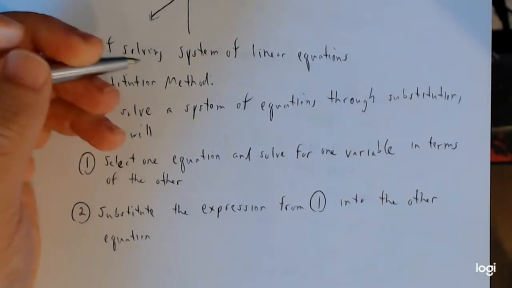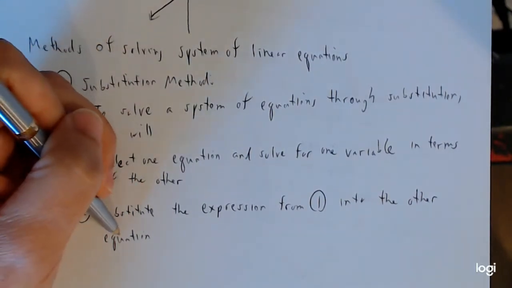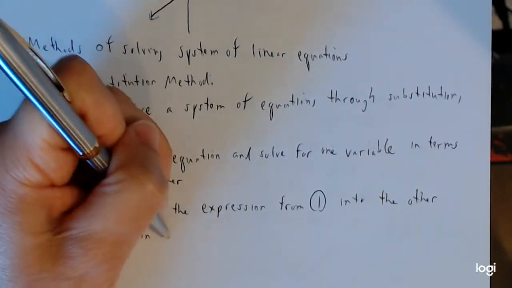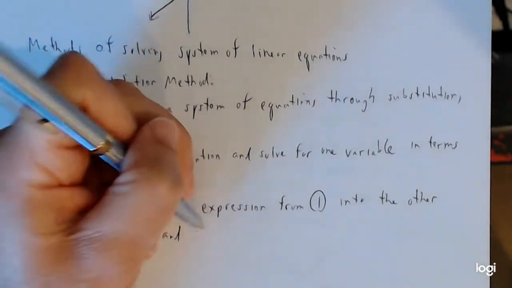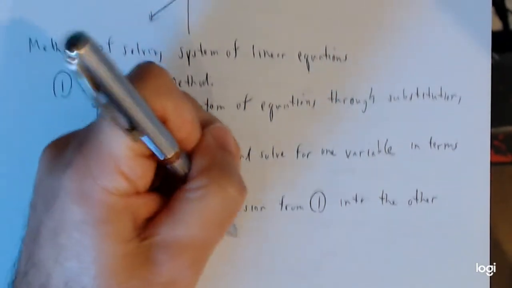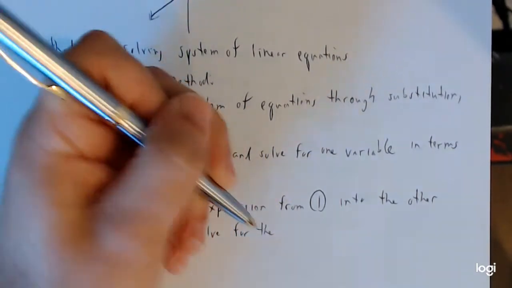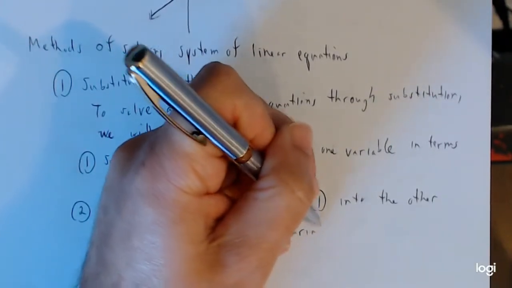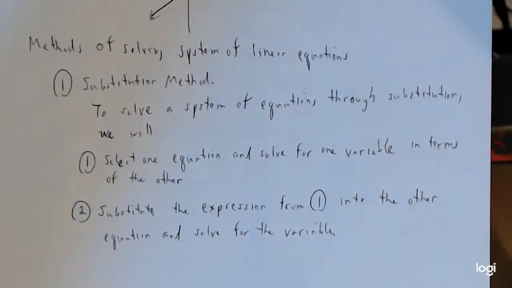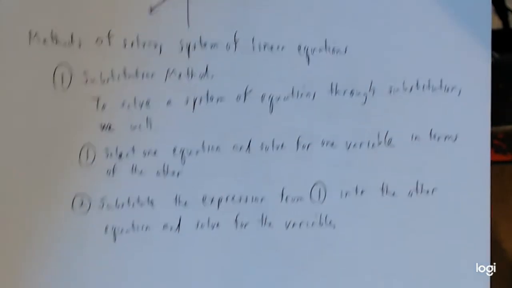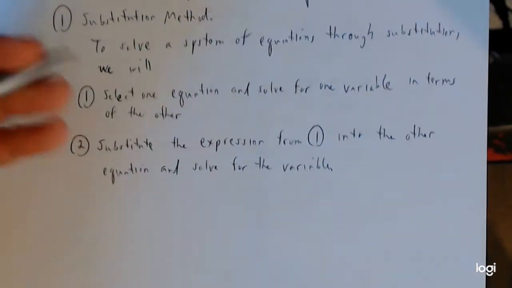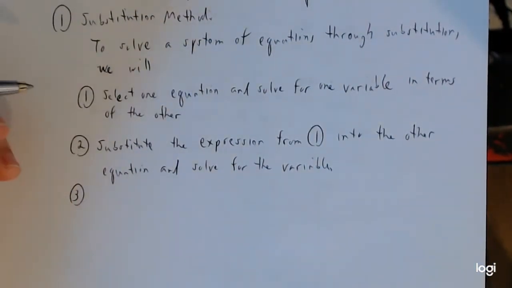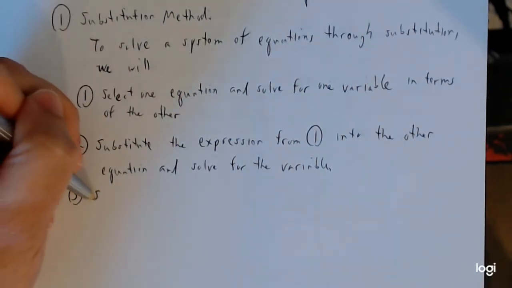And then at that point, once you do that, you'll have an equation with one variable. So what you're going to do is solve for the variable. Once you solve for that variable, that means you already have the solution to one of the variables. Now, how do you solve for the second variable? Now you go back and substitute back into the original equation.